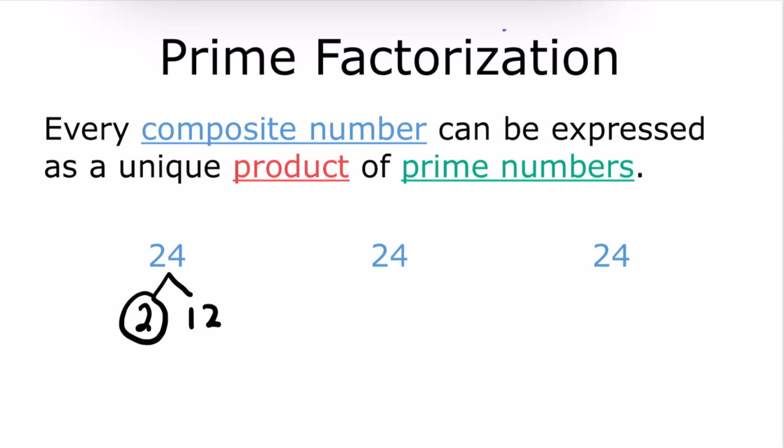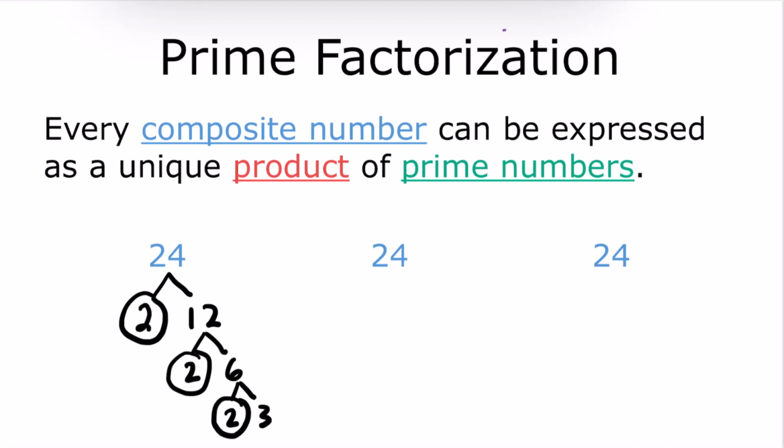But the number 12 is not prime, so I'm going to break that one down further. And 12 is also an even number, so I'll divide by 2, and that gives me 6. And 2 is a prime number, but 6 is not, because 6 can be broken down into 2 times 3.